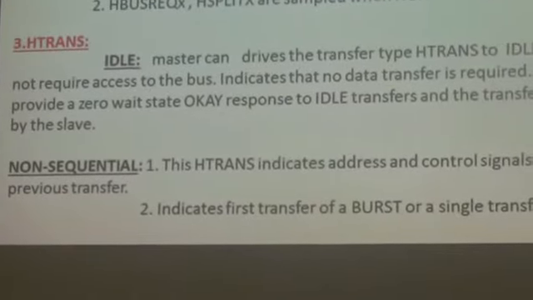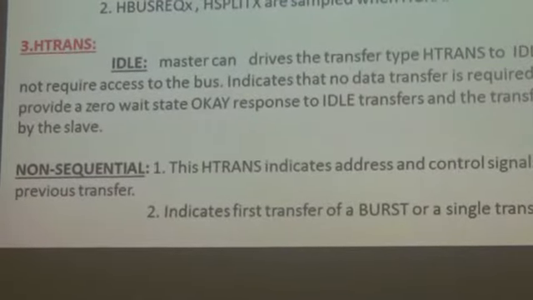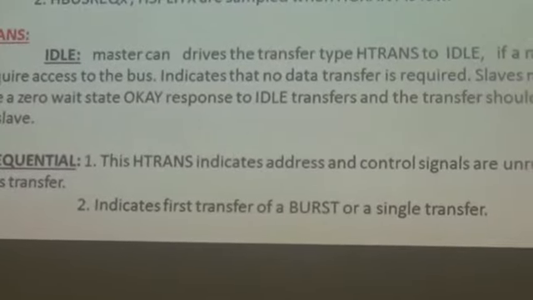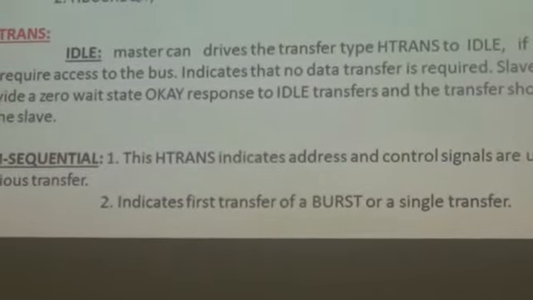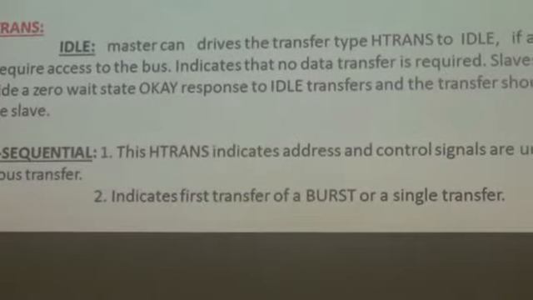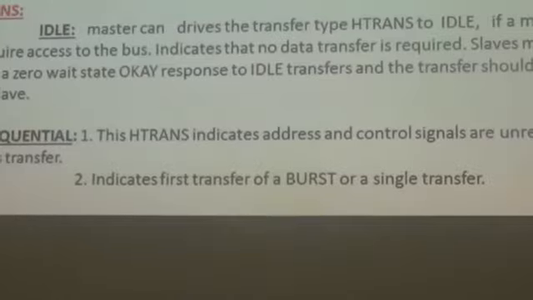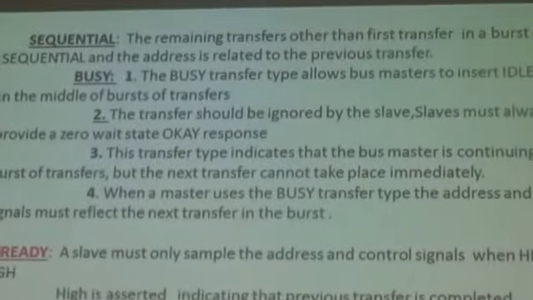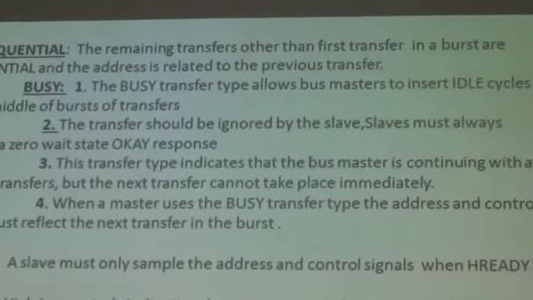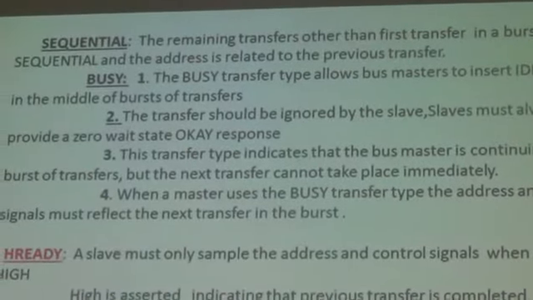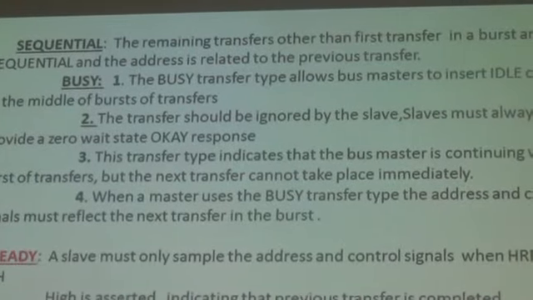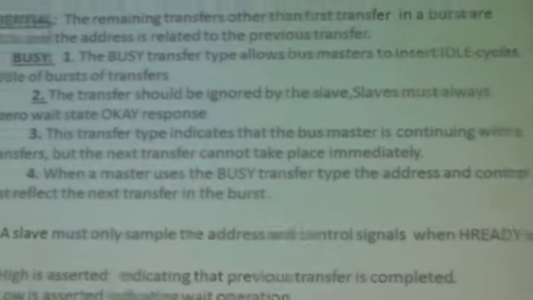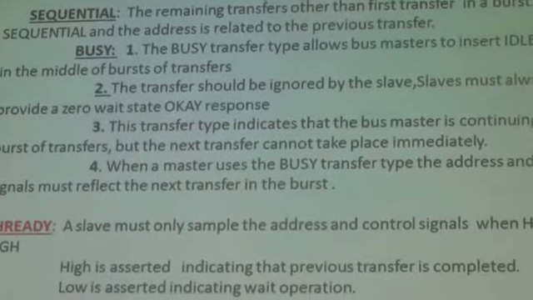The other thing we need to note is that in any burst, the first transfer should be a non-sequential transfer. That's why it indicates the first transfer of a burst or a single transfer. In any burst, the first transfer is non-sequential, or if it is a single transfer, it is a non-sequential transfer type. In a sequential transfer, there is a relation between the address and the control signals with respect to the previous transfer. Next is busy. The busy transfer type allows the master to insert idle cycles in the middle of a burst of transfers.